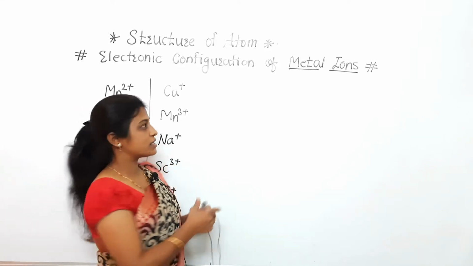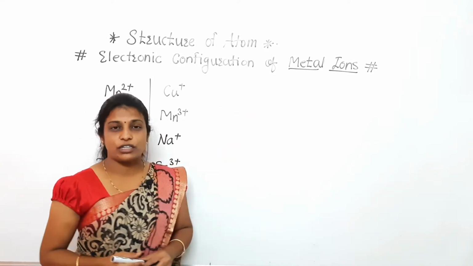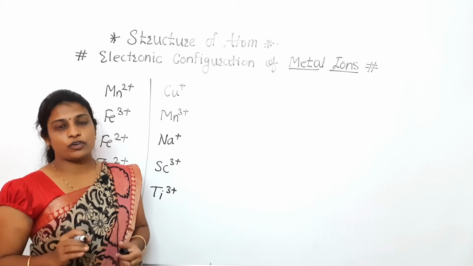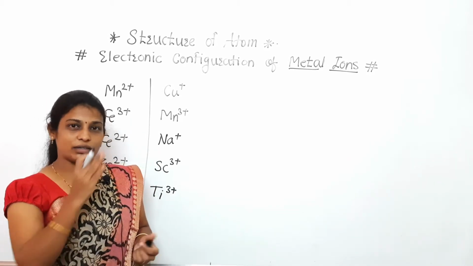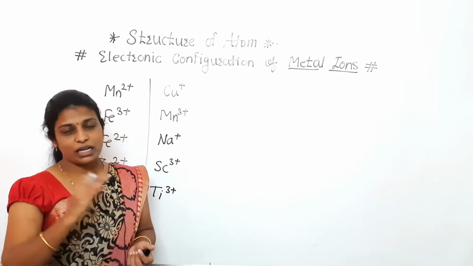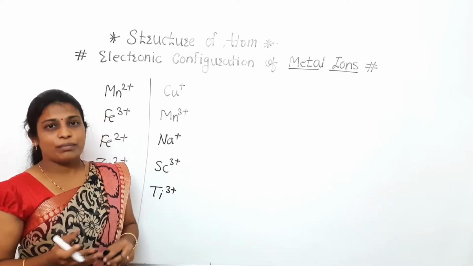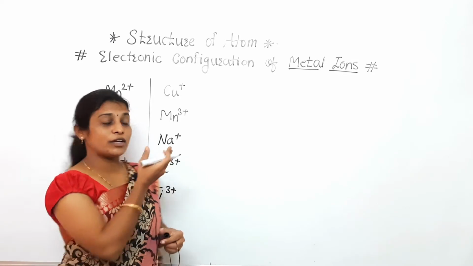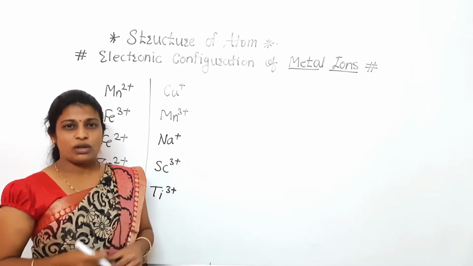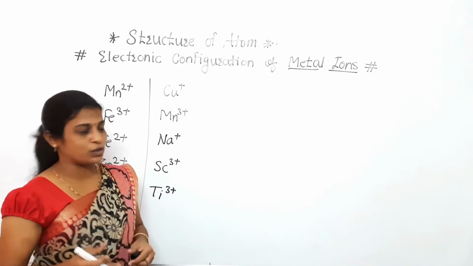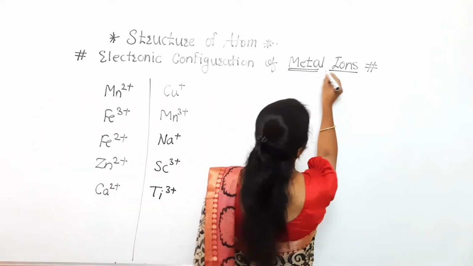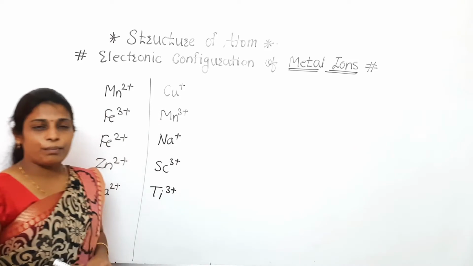Last lecture we discussed the electronic configuration, for elements 1 to 20 and then 21 to 30. I also said I would discuss the electronic configuration of the ions, but that was too lengthy, so I decided to make another lecture. Today we are going to discuss the electronic configuration of the metal ions.